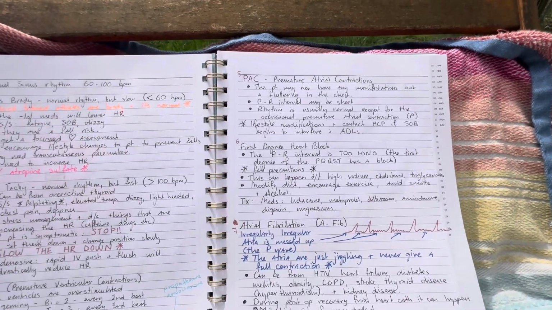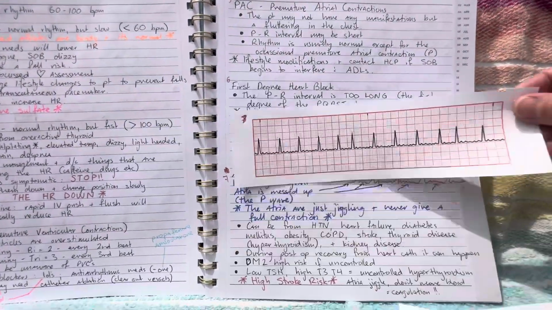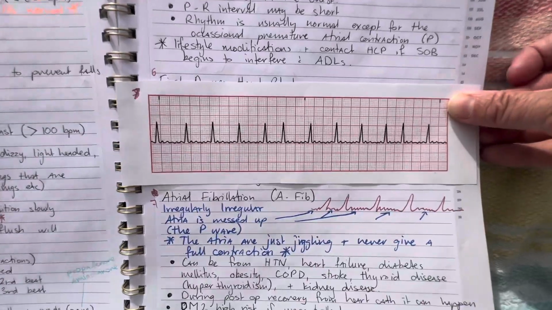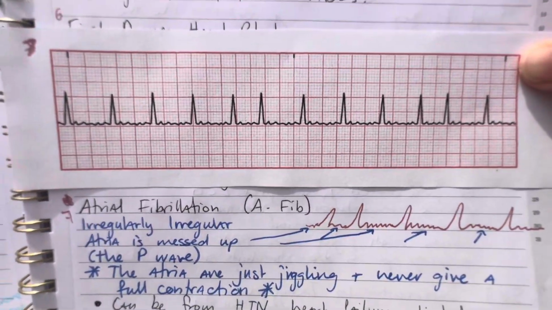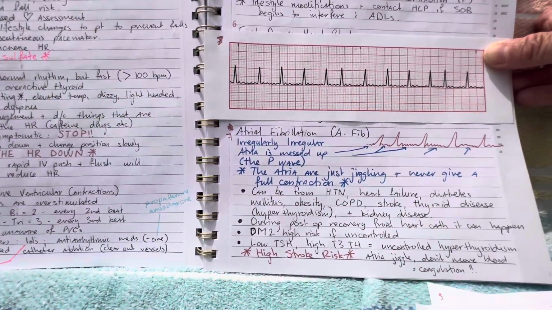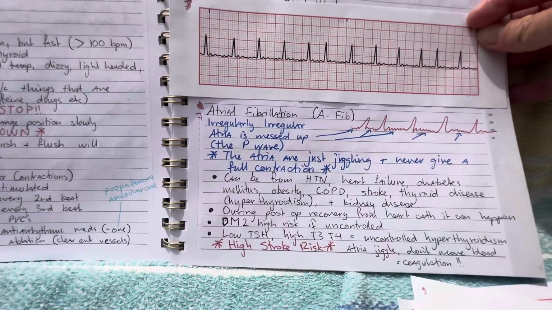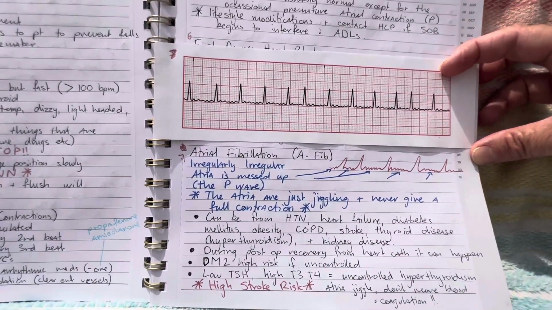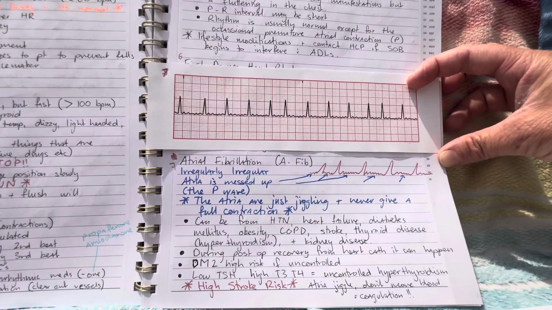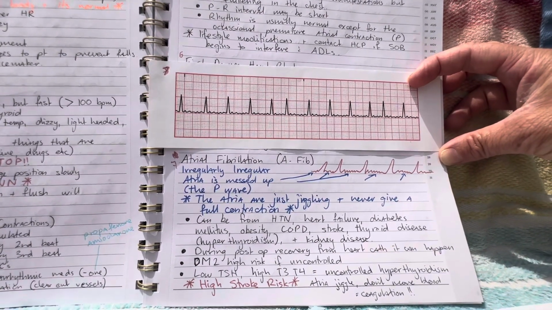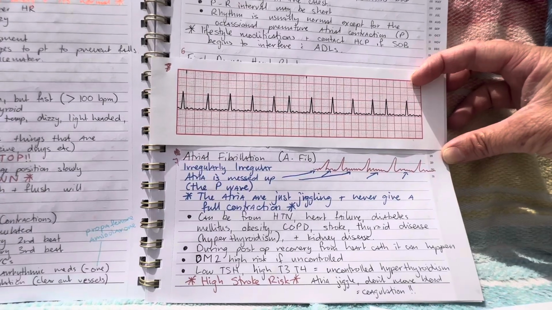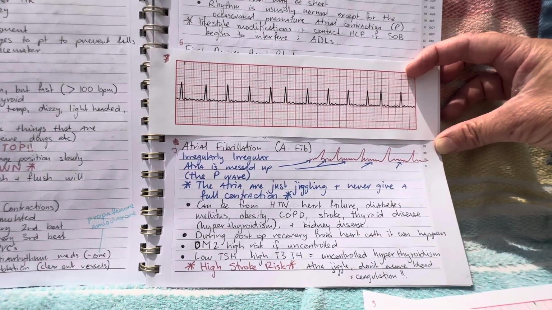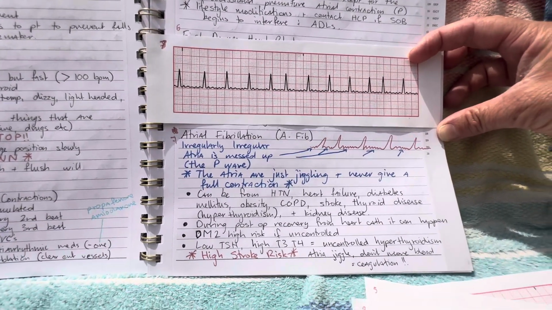Atrial fibrillation, it's AFib. Irregular. That's what it looks like. The atria is messed up. The P wave, the atria are just jiggling. They never give a full contraction. It can be from hypertension, heart failure, diabetes mellitus, obesity, COPD, stroke, thyroid disease, as in hypothyroidism, and kidney disease.